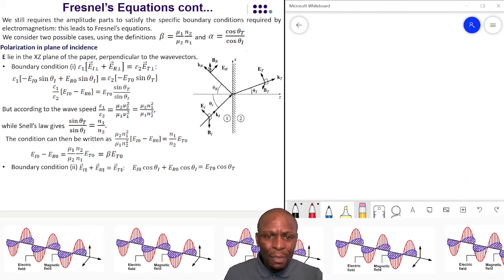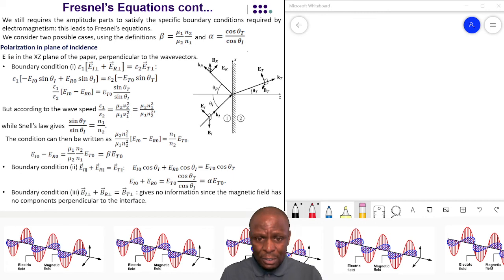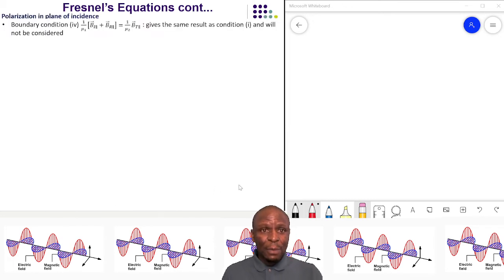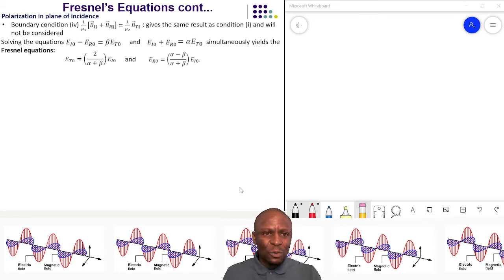Now, if you have that, and then you have this, you rearrange that equation and write that in terms of the definition above. This is what you are going to have. The boundary condition three gives no information, since the magnetic field has no components perpendicular to the interface. Now the boundary condition 4 gives the same results as condition 1. As a result, we are not going to consider that.